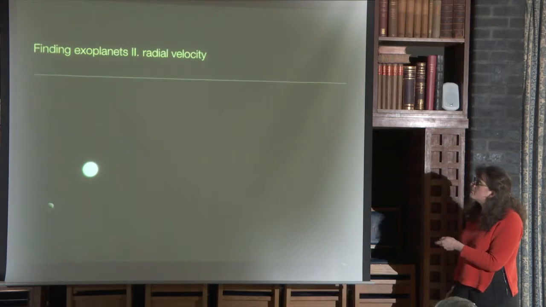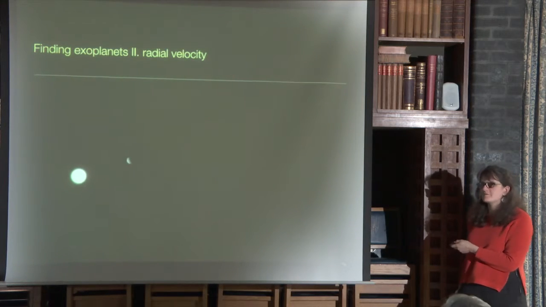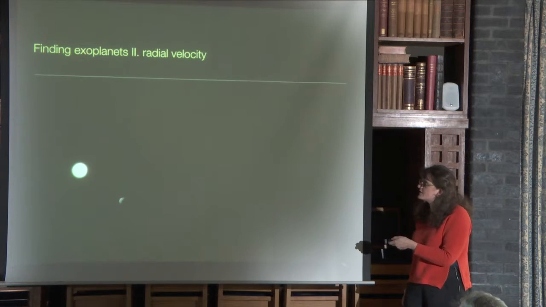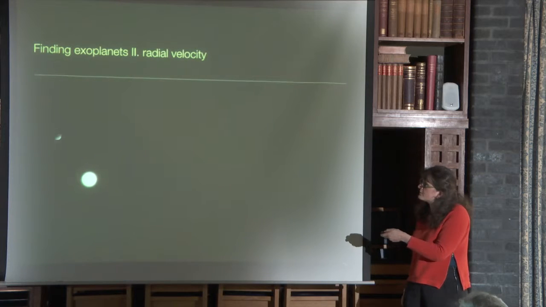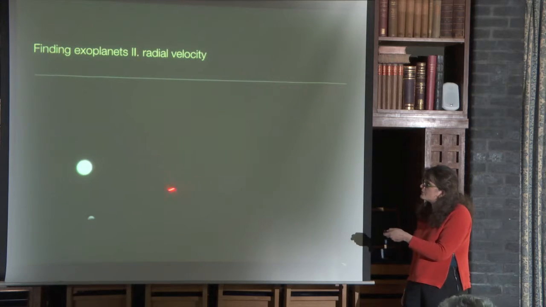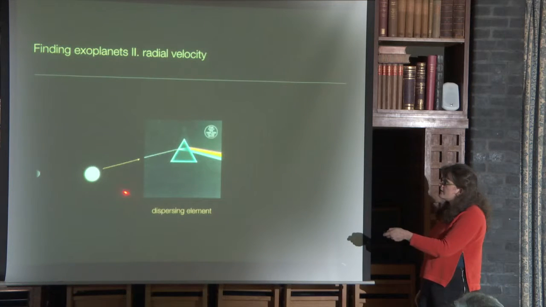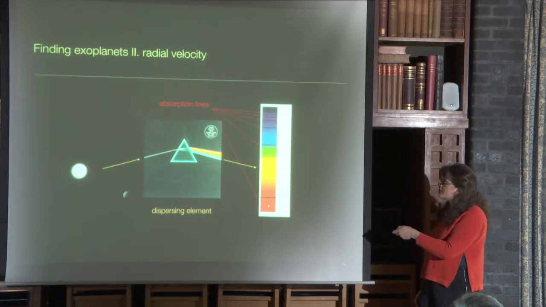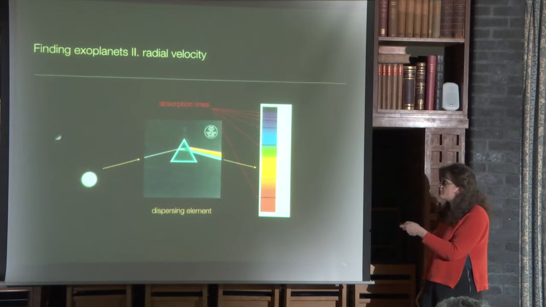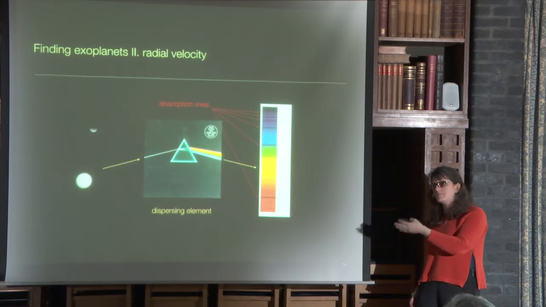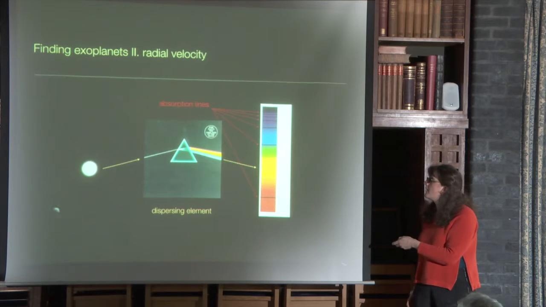Now, most of the exoplanets that have been discovered today have not been found by direct imaging, but through indirect methods. The most successful of which, at least initially, was the radial velocity method. So as the star and planet orbit their common center of mass, we can look for the motion of the star along the line of sight by monitoring its spectrum. So if we disperse the light from the star, we will see a spectrum with absorption lines, and these absorption lines will be Doppler shifted blue and red in alternance.